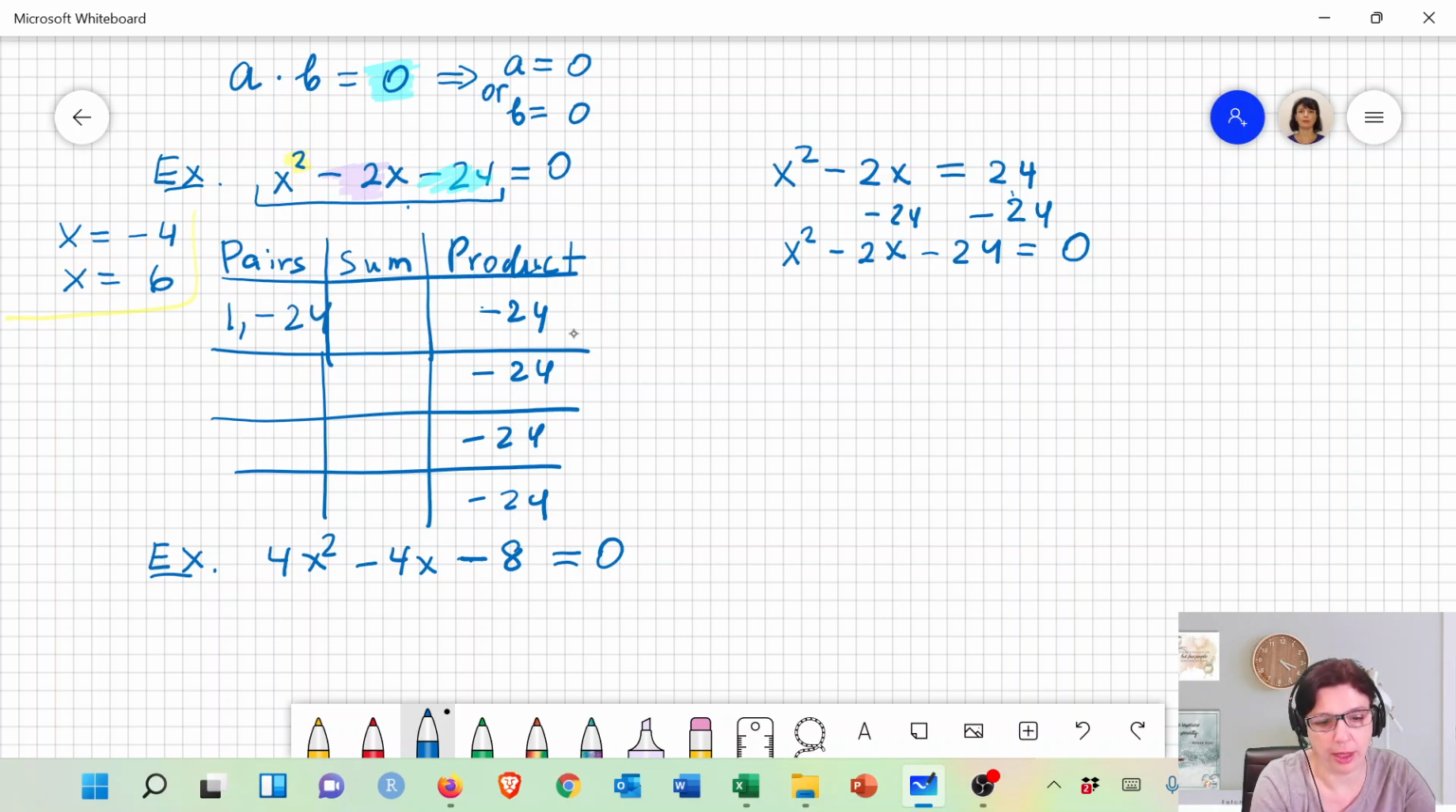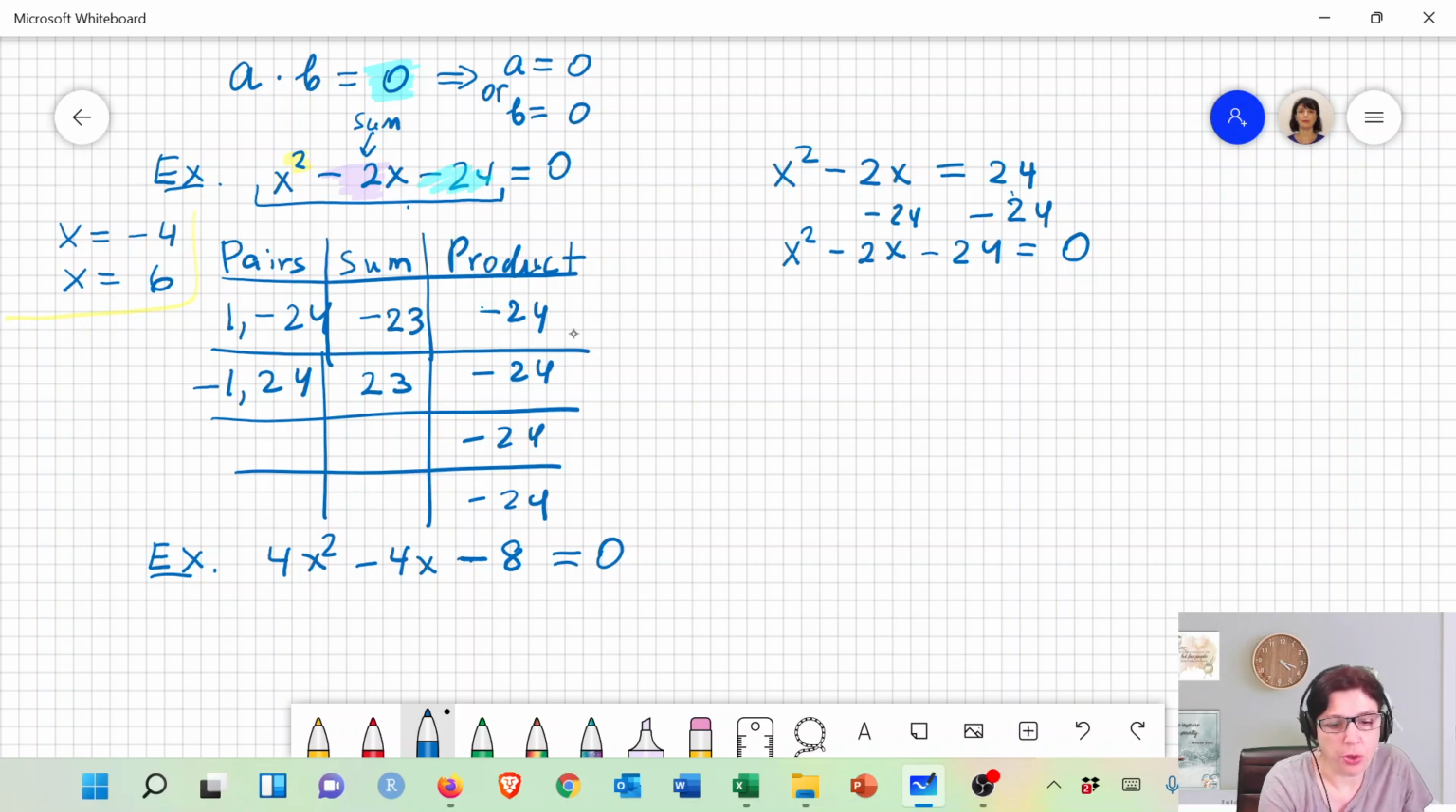So let's try that. First of all, of course, we can have 1 and negative 24. That multiplies to negative 24, and the sum here is negative 23. So that doesn't work. You can also try negative 1, positive 24. That adds up to positive 23. So that does not have a sum of negative 2. The winning combination has to have this as a sum, the purple one.